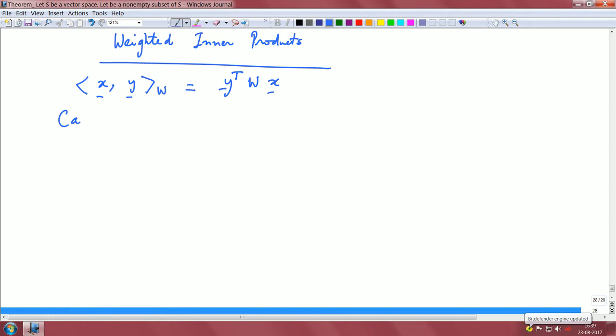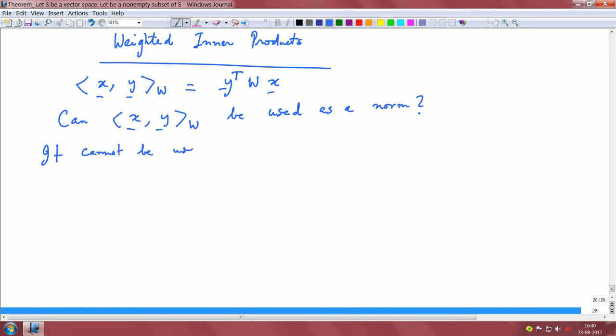The question is, can this quantity <x, y>, the weighted inner product, be used as a norm? It is a sort of a natural question that we get, right. Can this be used as a norm? The answer to this is, it cannot be used as a norm.